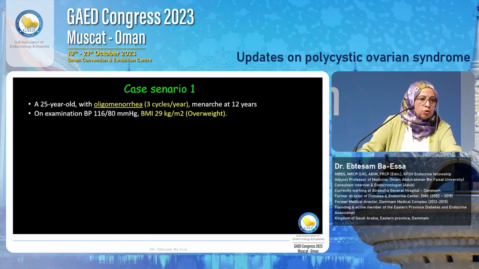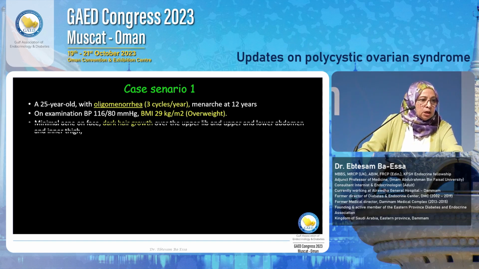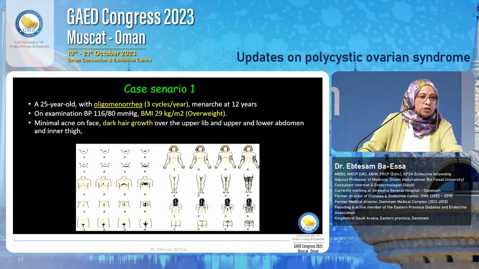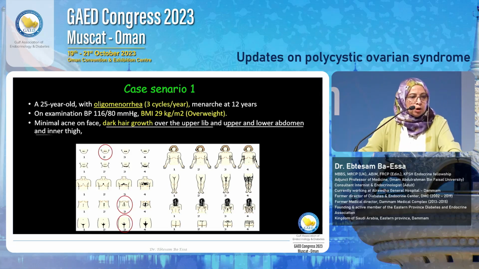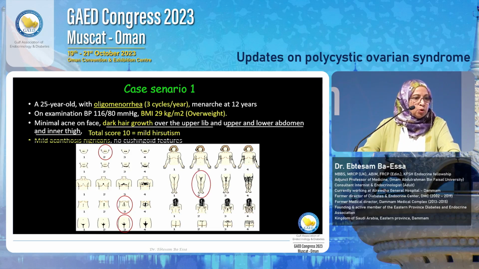This is a 25-year-old woman with oligomenorrhea. She's overweight, BMI 29. She has minimal acne on the face, with dark hair on her upper lip and upper and lower abdomen and inner thighs, with a score of 10.